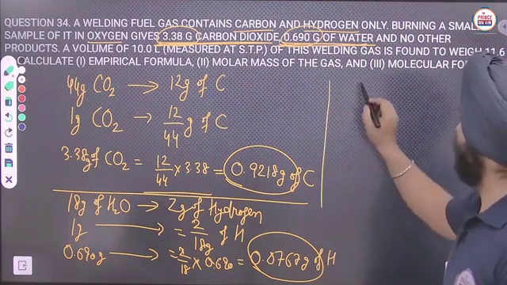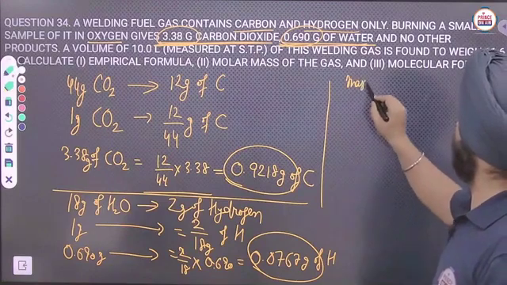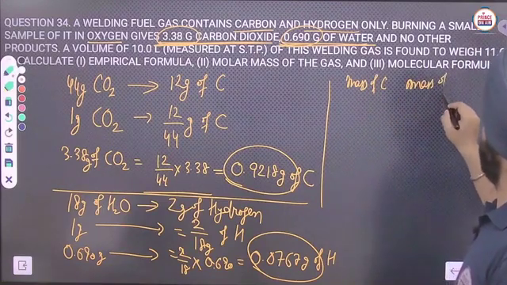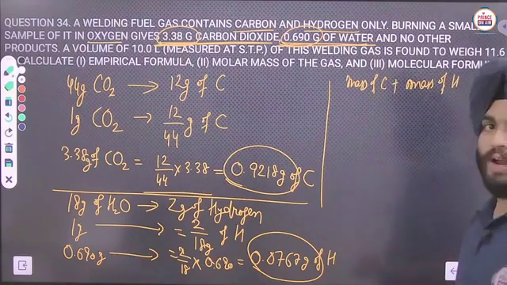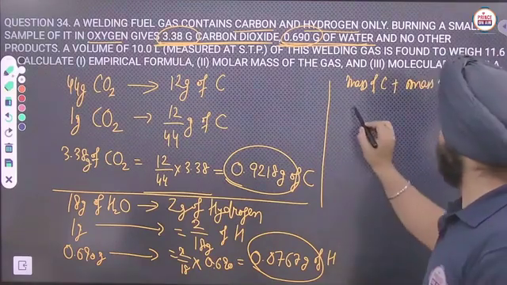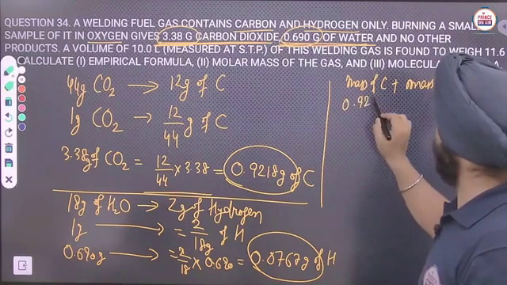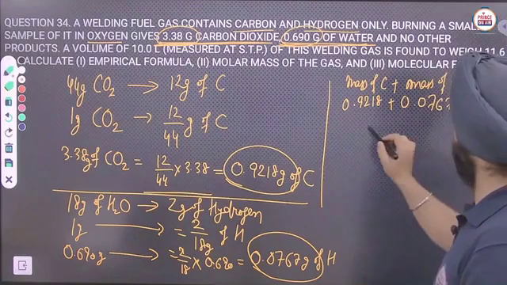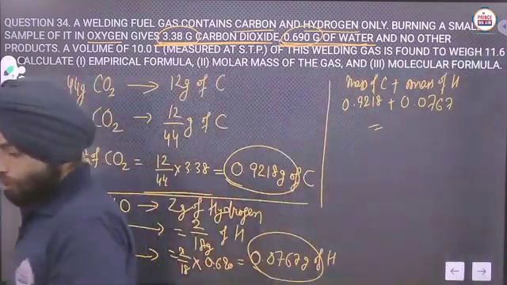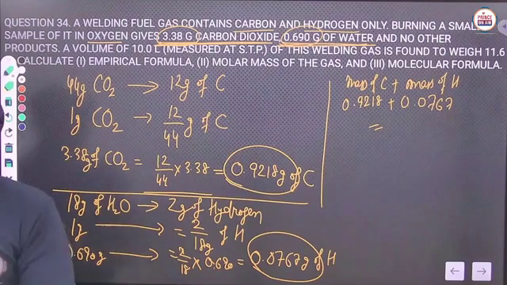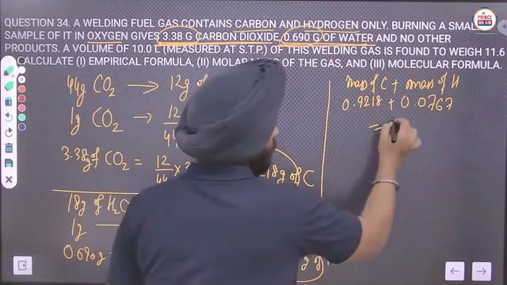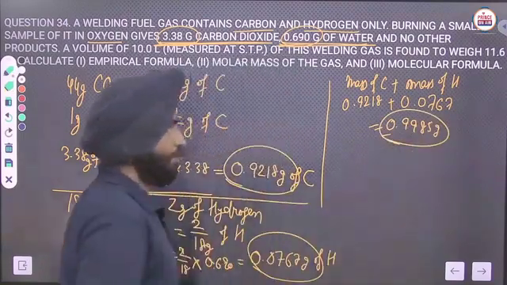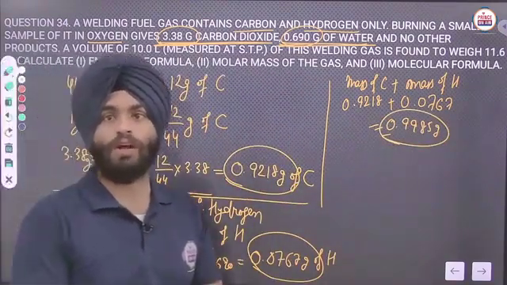Now we got the mass of carbon and the mass of hydrogen. We just have to add these masses. In this way you will get 0.9218 plus 0.0767, and if you add both these values you will get 0.9985 gram. So that is the total mass.